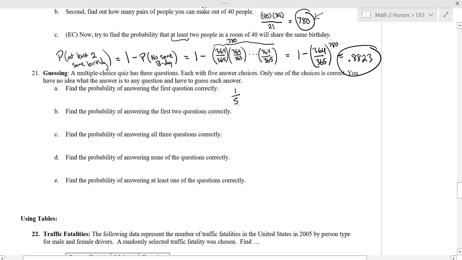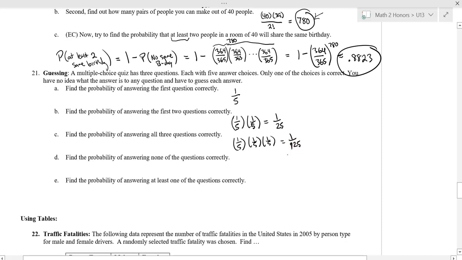Let's find the probability of answering the first 2 questions correctly. Well, got 1 out of 5 probability for the first, 1 out of 5 probability for the second, so 1 out of 25. Find the probability of answering all 3, same kind of pattern here. And you get 1 out of 125.